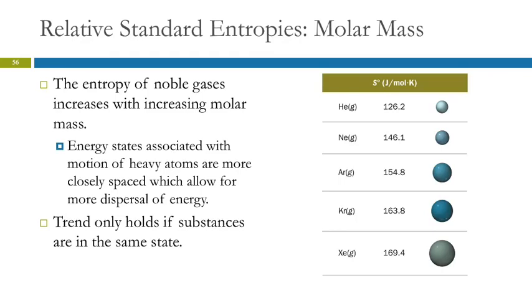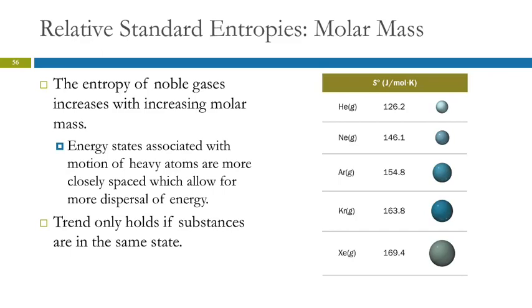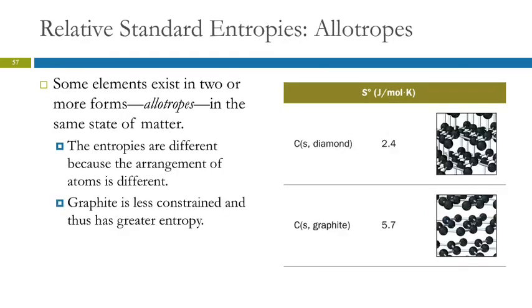If you were to try to compare liquid xenon with gaseous krypton, you can't do that. So allotropes: some elements exist in more than one form, and the entropies of these things are different because the arrangements of the atoms are different.